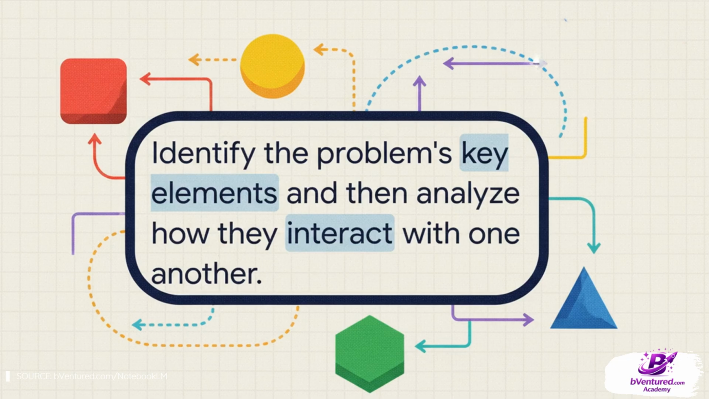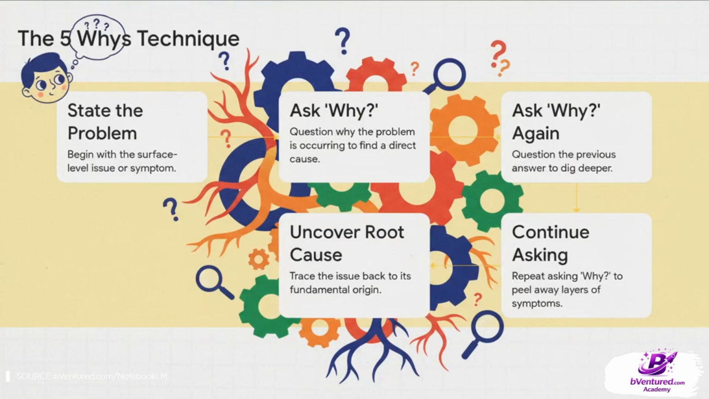But just listing them out isn't enough. You've got to figure out how they interact. Is that heavy workload caused by a certain management style, or is it a totally separate issue? One of the best tools for this is the 5 whys. It sounds so simple, but it's incredibly powerful. You just state the problem, and then you keep asking, why?